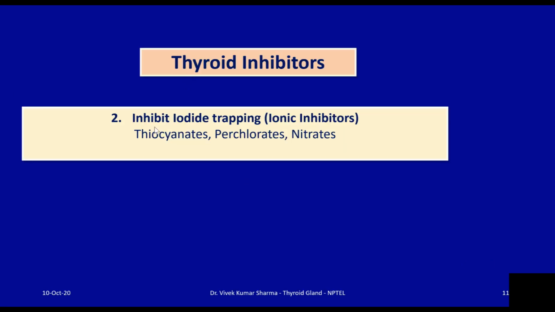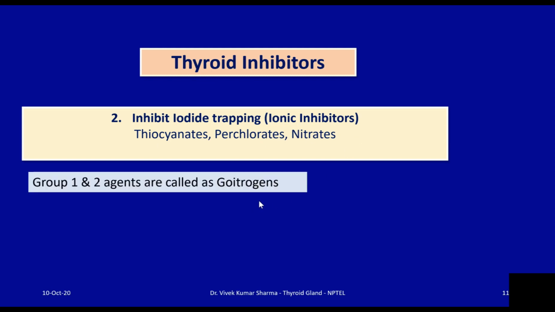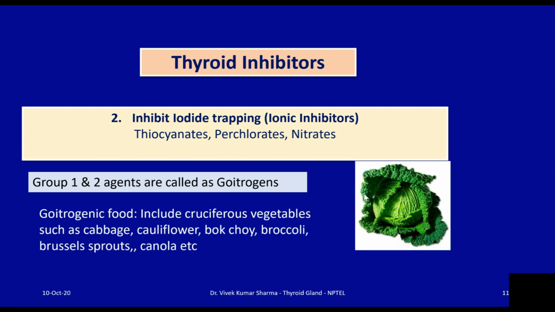The second group is those that inhibit iodide trapping. These are called the ionic inhibitors. These include thiocyanate, perchlorates, and nitrates. Group 1 and group 2 agents are together also called goitrogens.